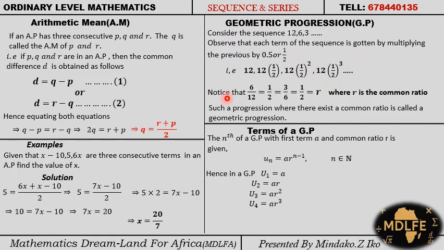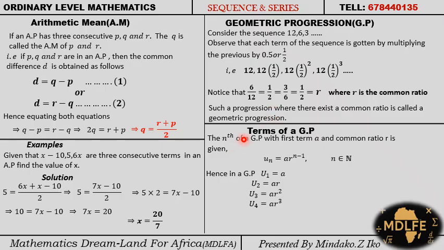Now you have to notice why I chose to multiply by half to get my next term. Because if I take 6 divided by the first, 12, I'll have my answer as half. And then if I take 3 divided by 6, I'll still have half. Hence, half is a common ratio, denoted R. So such a progression where there exists a common ratio is called a geometric progression, whereas for an arithmetic progression there must be a common difference between consecutive terms.